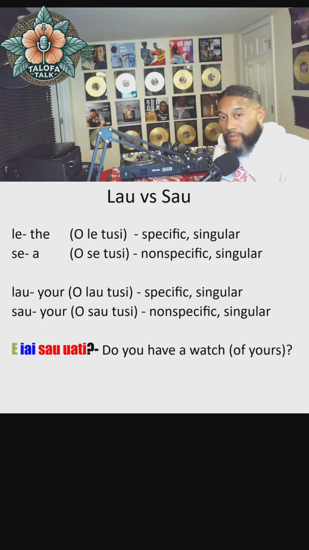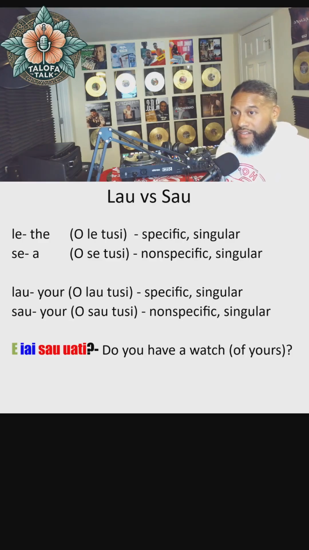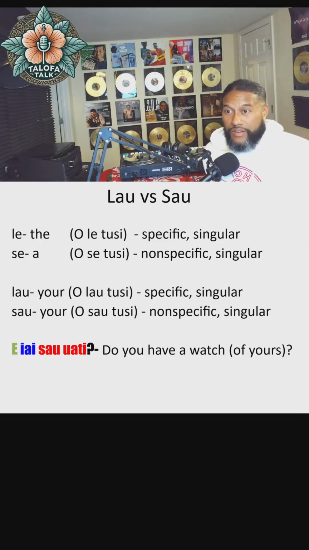So remember when we say oletusi, right? So tusi is the book. So it is the book. But if I were to say osetusi, then we're saying it is a book. I don't know whose book that is or whatever. It's a book laying over there. Osetusi. It is a book, right?